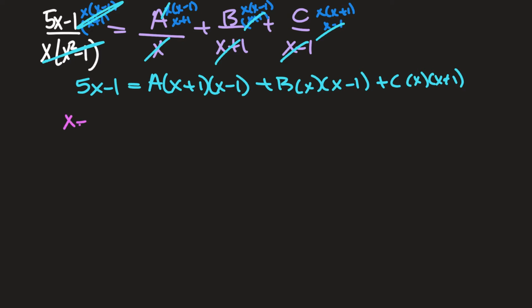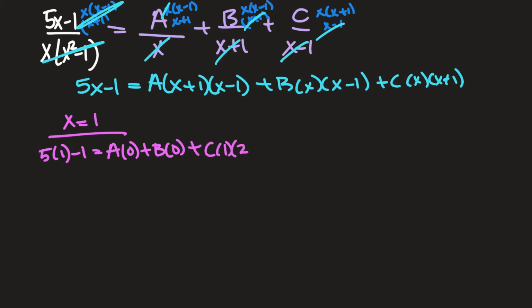So I'm going to start with x equals 1. So I have 5 times 1 minus 1. So that the 1 is going to make this one go to 0 and this one go to 0. So I have a times 0 plus b times 0 plus c times 1 plus 1, which is 2. So I have 4 is equal to 2c. So 2 is equal to c.